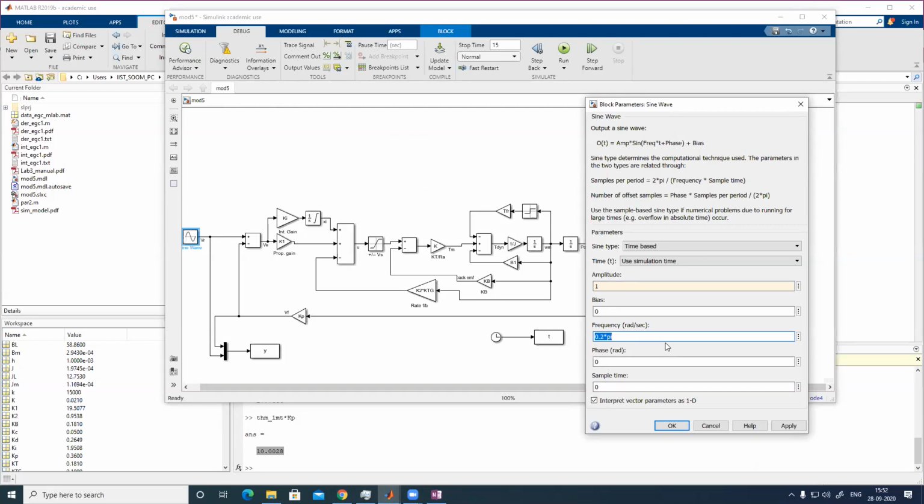Sir, after that, do we have to give any other block parameters? You have to give these things. Configuration parameter: fixed step, ode4, 0.001. And this integrator limit you have to give, plus or minus Vs. And this one is 1 by J, 1 by S, V1. This one is changed from last week, and all the other things remain the same.